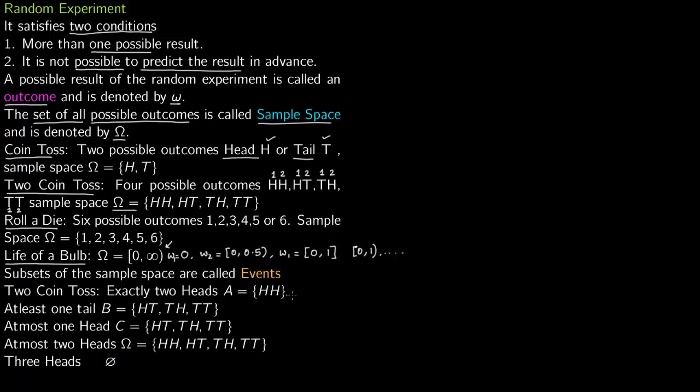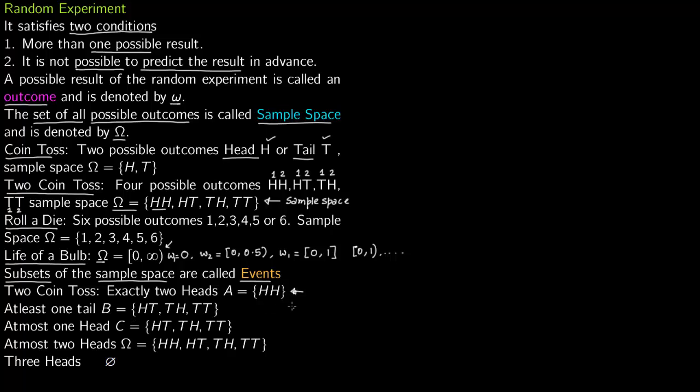Now we talk about events. Subsets of the sample space, where the sample space is this big omega, are called events. So for example, let us focus on this 2 coin toss experiment. This is our sample space, and we are going to talk about its subsets. So say exactly 2 heads. Now this is HH, so this is a subset. As you can see, HH is right here.